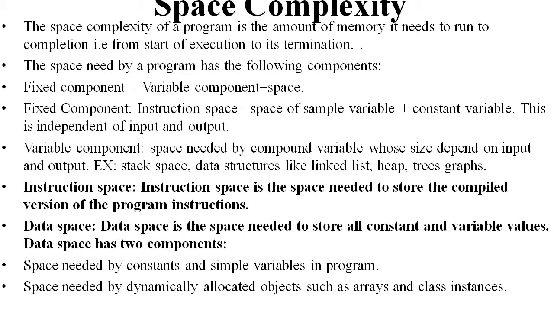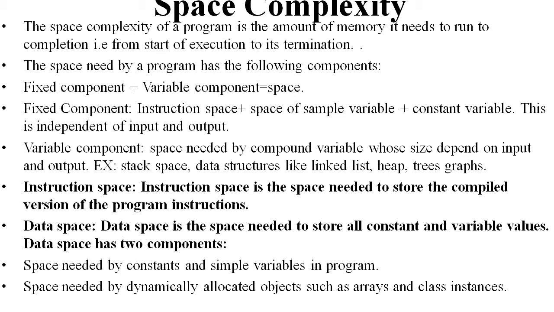In the fixed component, we have instruction space and simple variable space. What is instruction space? It is the space needed to store the compiled version of the program instructions. Once the program is loaded, after compilation, it generates a version of the compilation. That space is instruction space. It is fixed and mainly depends upon the compiler: which type of compiler is used, how much time it takes to complete, and what our target file is after the compilation. Depending upon that, this amount of space is fixed. So that we call instruction space.